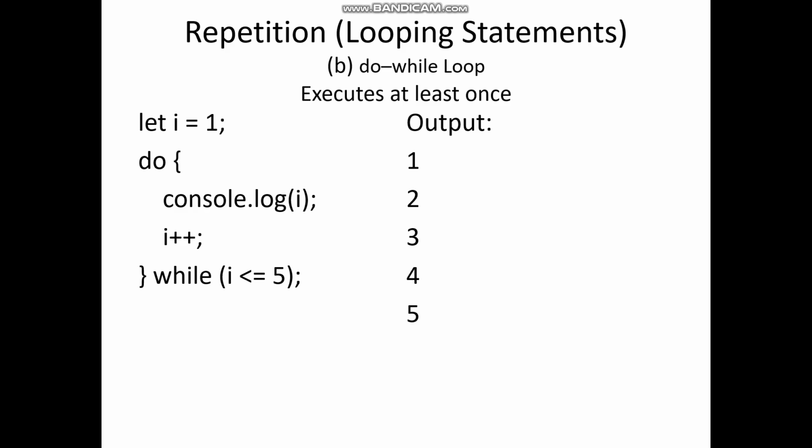Now let me briefly compare all the three loops. The for loop is best when we know the number of iterations in advance. The while loop is better when the number of iterations is not fixed. It depends on the condition. The do while loop is useful when we want to execute the code at least once, regardless of the condition. All three loops help in reducing code duplication and improving program efficiency.